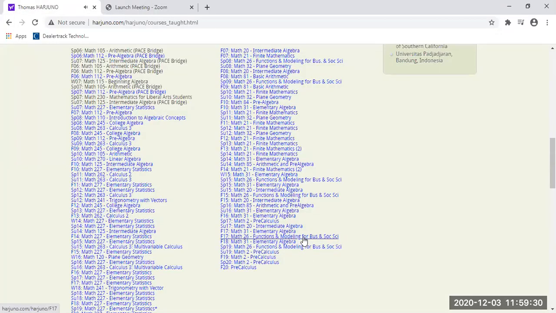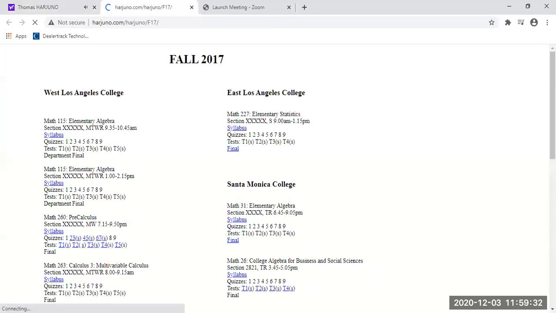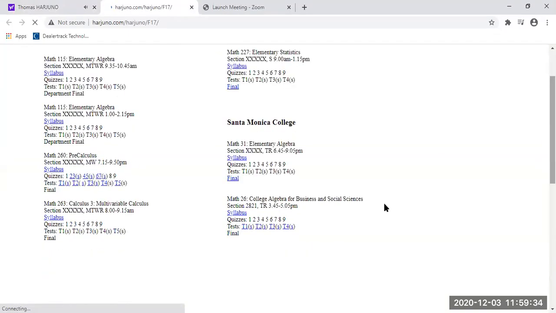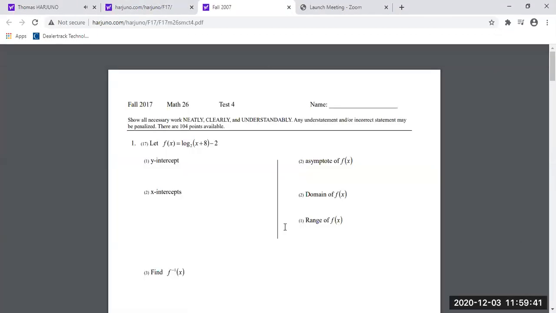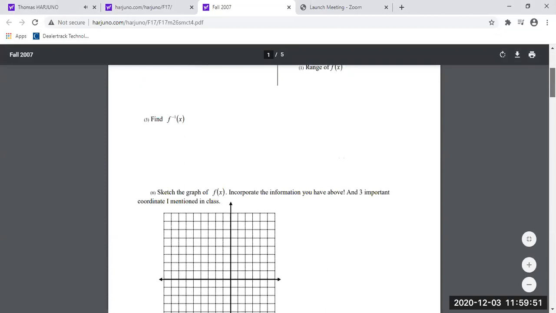We'll go to fall 17. Oh yeah, I have something there. So your test 4 will be very similar to this test 4. Are you looking at what I'm looking at here? I'm currently looking at fall 17 Math 26 test 4. Okay. So you have material to study from there.